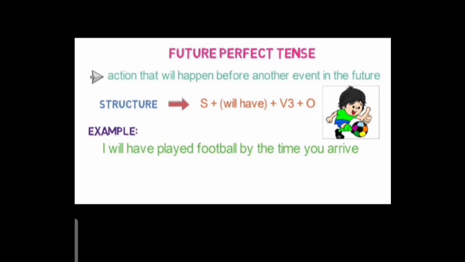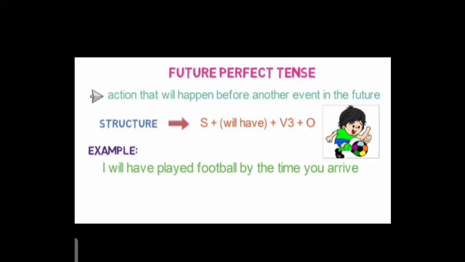Let's look into the next tense, future perfect tense. It refers to an action that will happen before another event in the future. The structure of it is subject plus will have plus verb's third form plus object. Example, I will have played football by the time you arrive. So here my action of playing will be already completed before the action of your arriving.